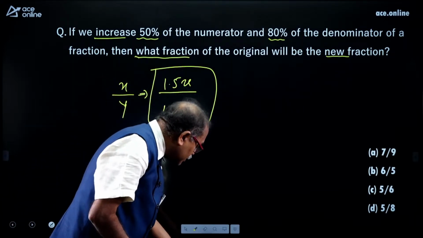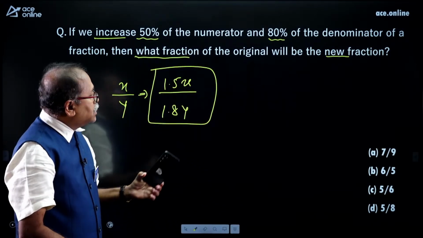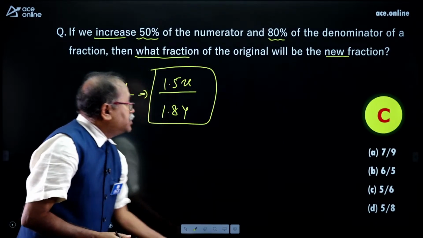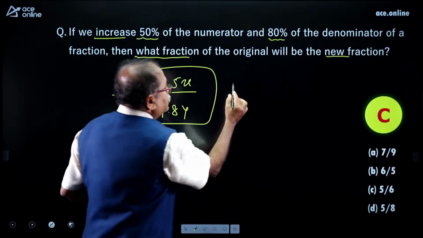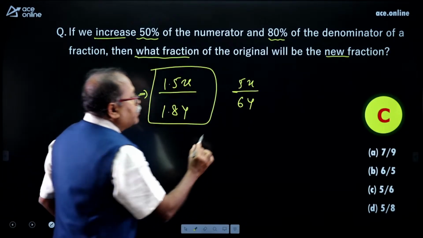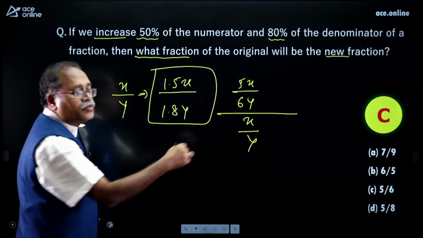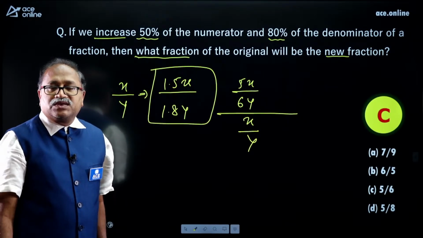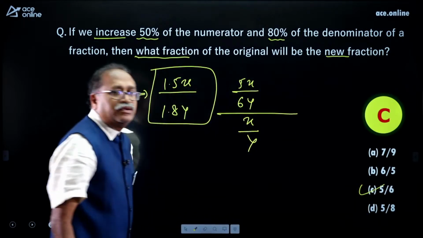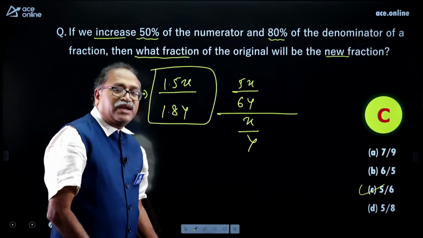So, your time is up, and I am very happy to see that Mr. Pawan says option C is the answer, and you are right, my dear friend. So nicely you answered the question. I really appreciate you. This is 5x by 6y, what percentage of x by y? As x by y gets cancelled, I will be getting 5 by 6. We have the answer as the fraction 5 by 6. Pawan, well done, my dear friend. Hope everyone is understanding this.